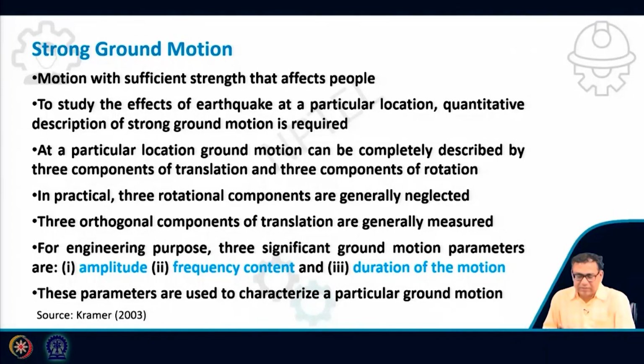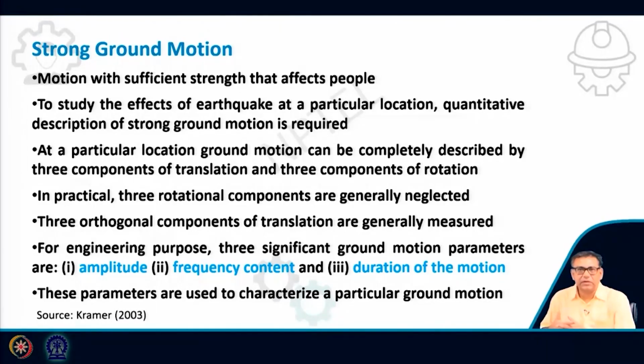Generally these are the 6 components, but in practice the three rotational components are generally neglected because they have less effect compared to the other three translation components. The three orthogonal components of translation are generally measured, because these three components are perpendicular to each other, say x, y, z.